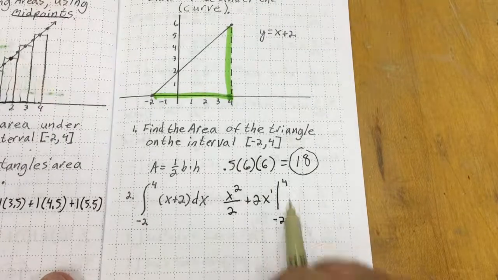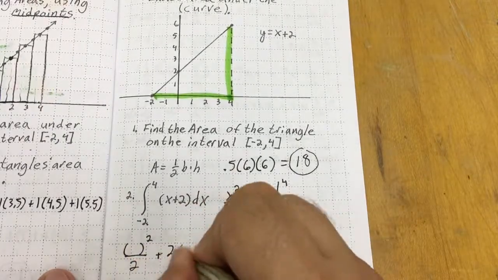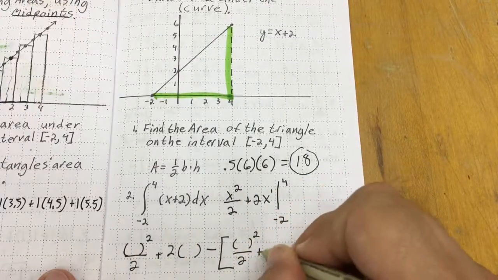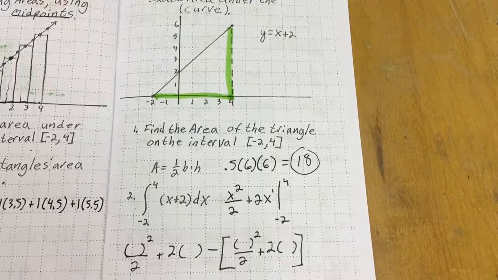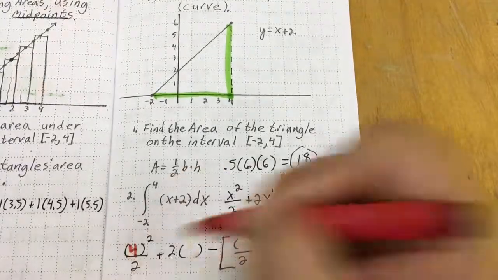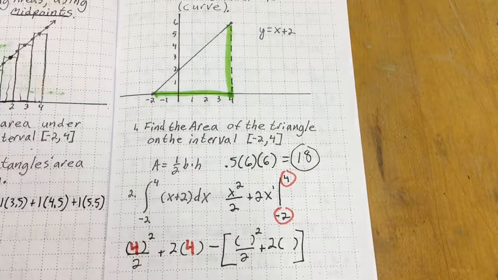So now I'm going to evaluate it on this interval, the antiderivative. So that's going to give me something squared over 2 plus 2 times something, minus something squared over 2 plus 2 times something. And what I put in to the first one is the 4. So I place the 4 in there and in there. And when I place it in the bottom one, the back one is the -2. So in the back I put a -2 and a -2.